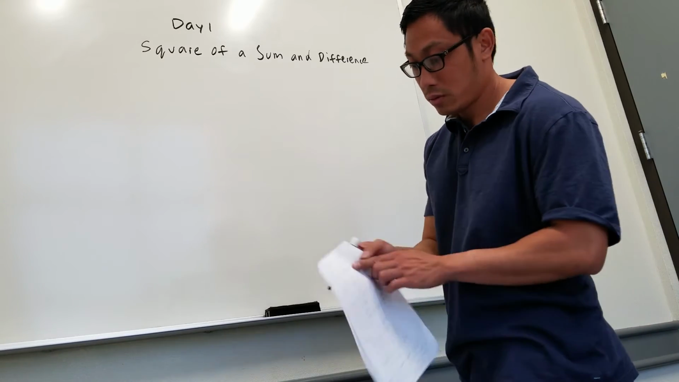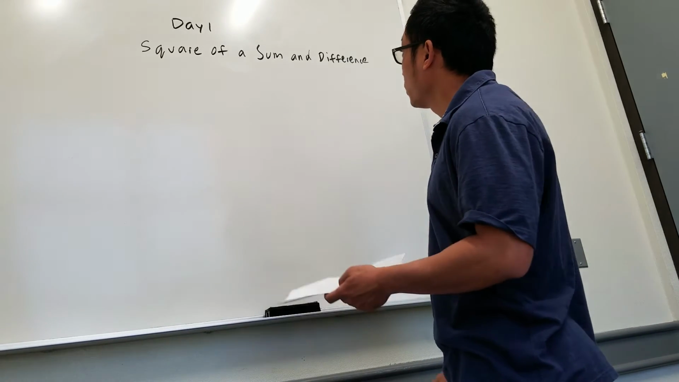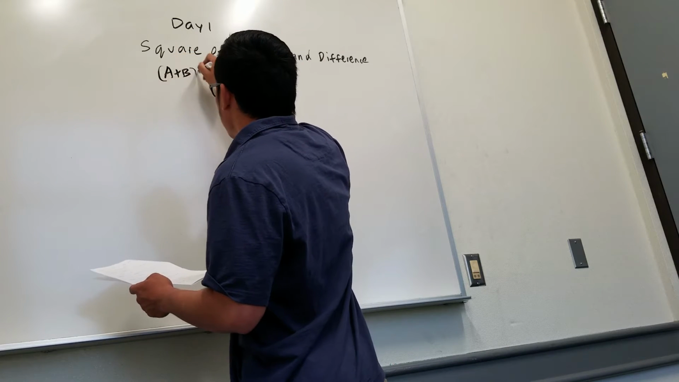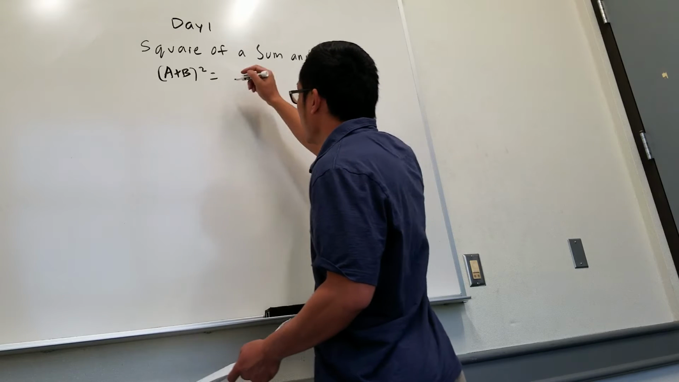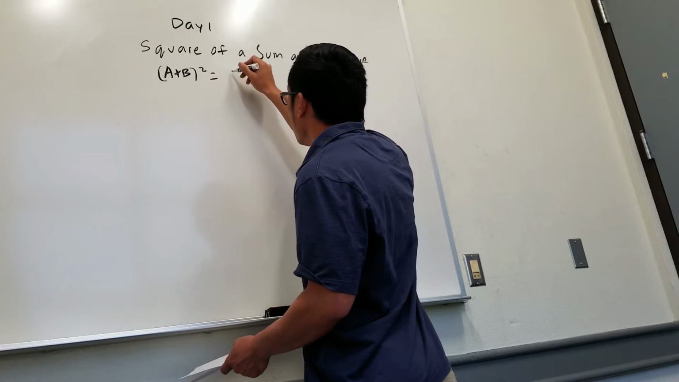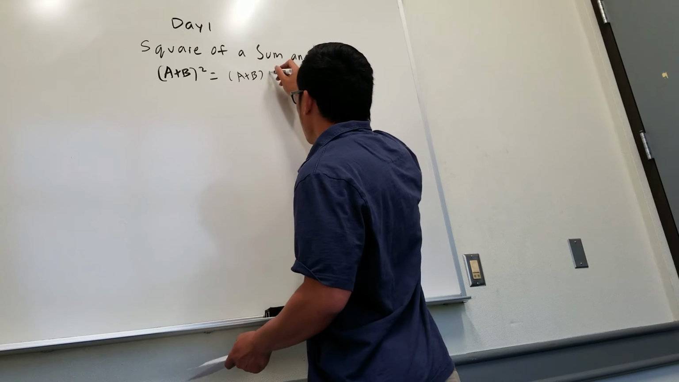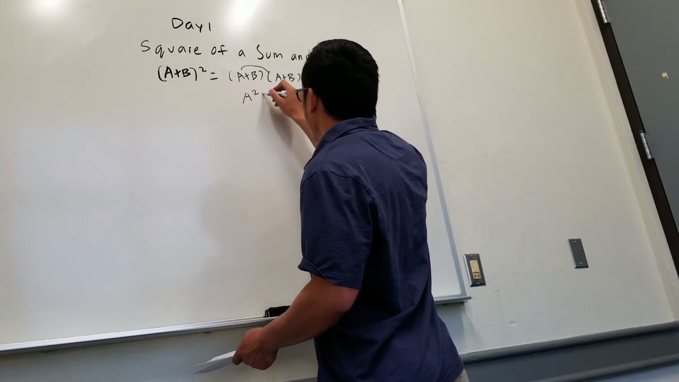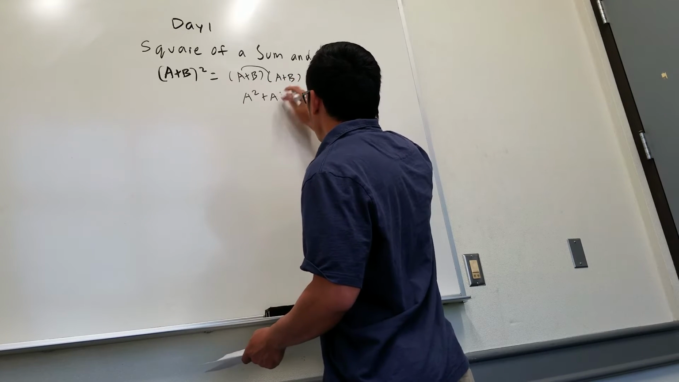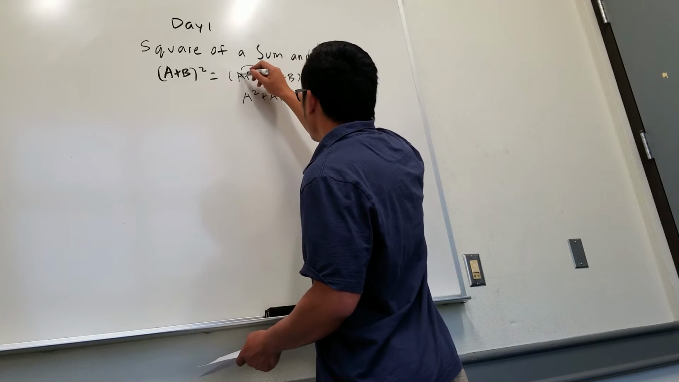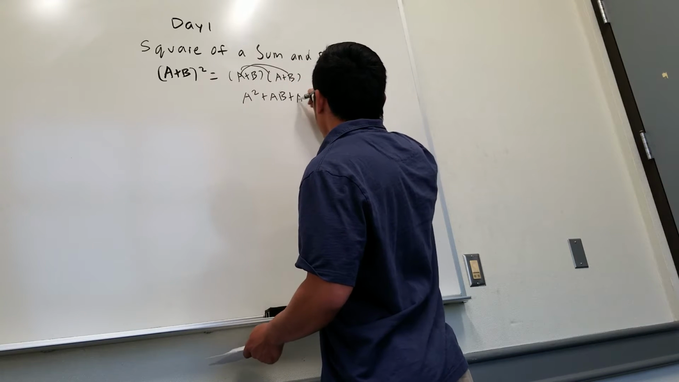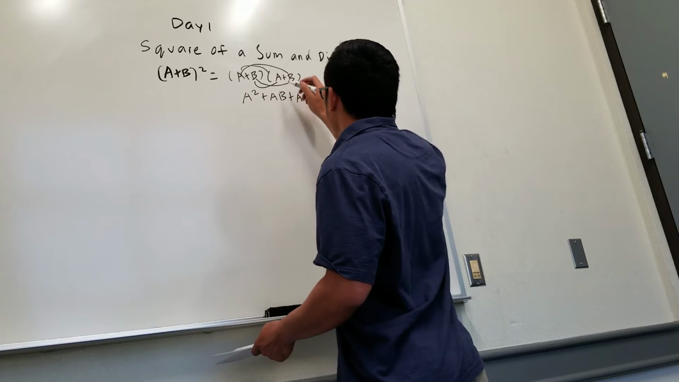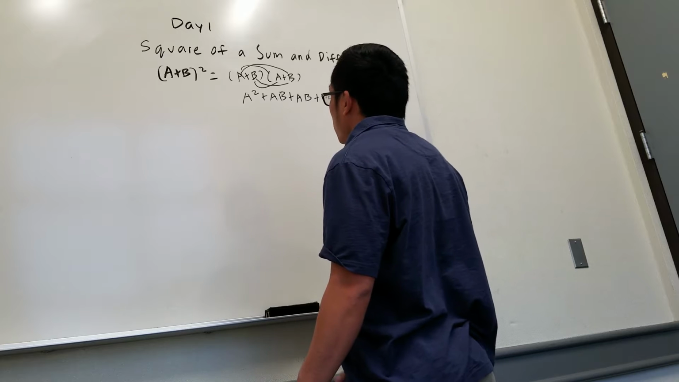So, square of a sum and differences, we have this formula. It's called a plus b squared. So how do we do this? Basically, we FOIL this. We're going to get a plus b times a plus b. When we do, it's going to be a squared plus ab, plus ab, plus b squared. So that's how we derive this formula.